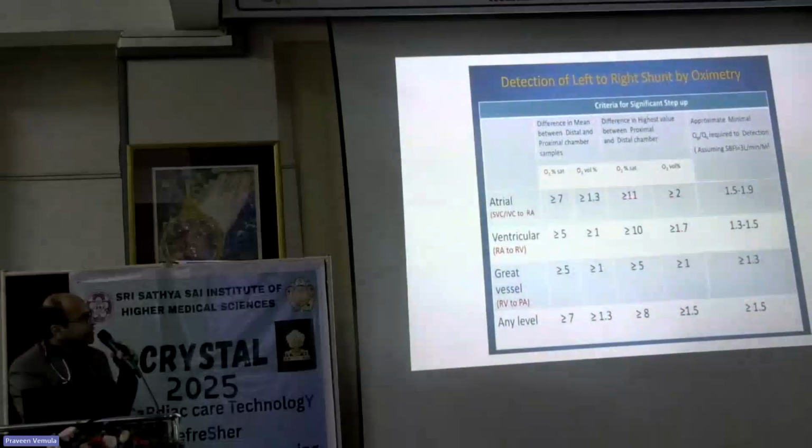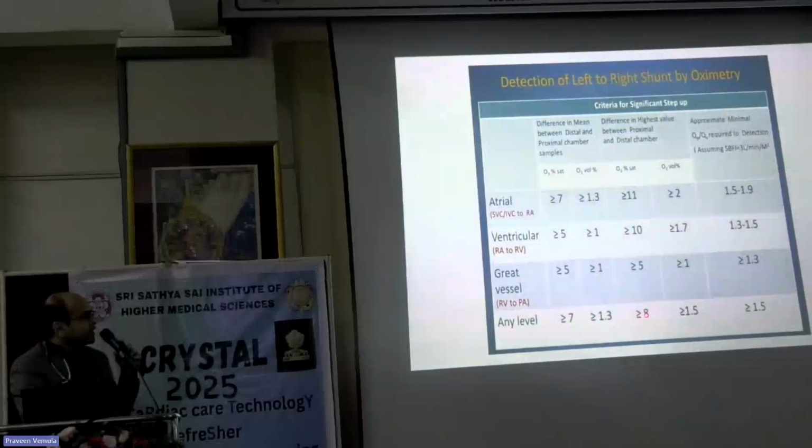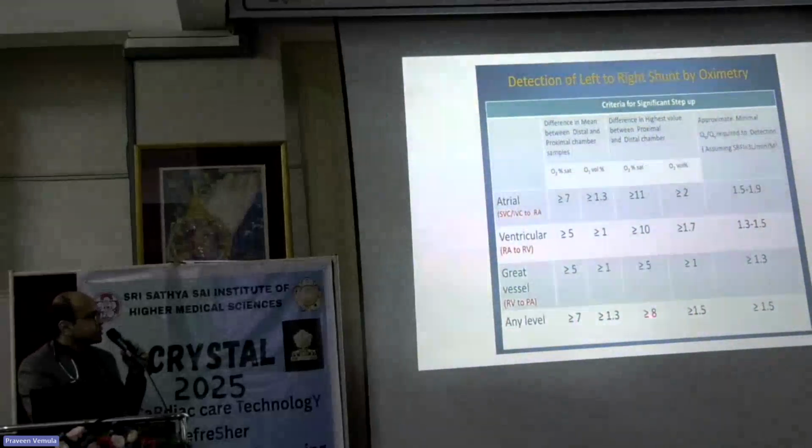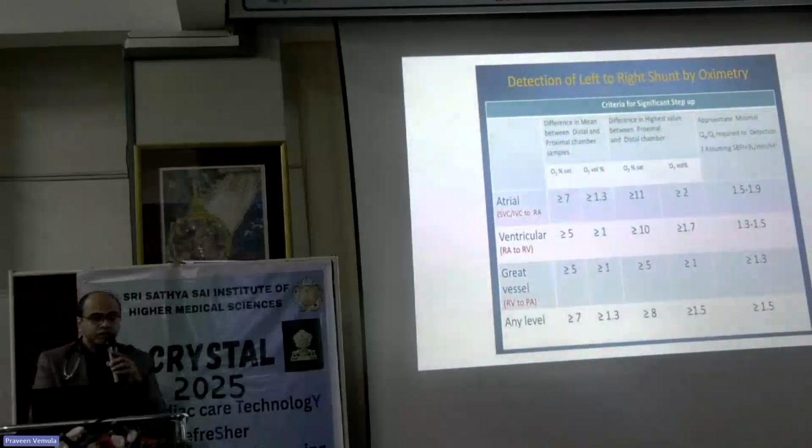So at atrial level, when you come from SVC to RA, anything more than 11 is called a step up. Anything from atrium to ventricle of more than 10 is called a step up. You have done an oximetry, and then 5 at the great vessel level, and 8 at any level, if you get more than 8. So this is very, very important to know. If institutes do not have too much congenital work, at least you should know this much, what is called an important shunt by oximetry.